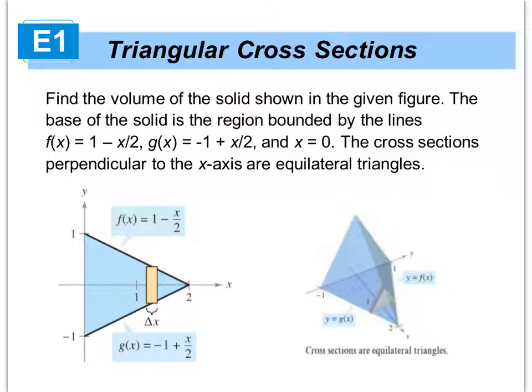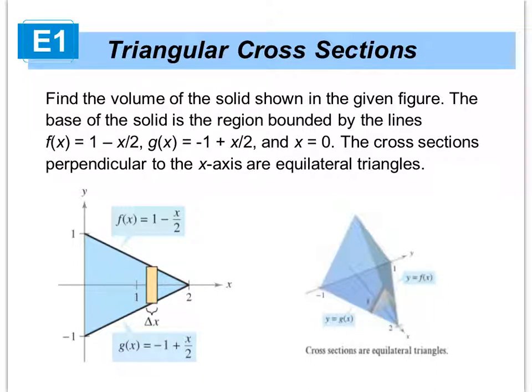It says, find the volume of the solid shown in the given figure. That would be the figure on the bottom right. The base of the solid is the region bounded by the lines f of x equals 1 minus x over 2, g of x equals negative 1 plus x over 2, and x equals 0. The cross-sections that are perpendicular to the x-axis are equilateral triangles.